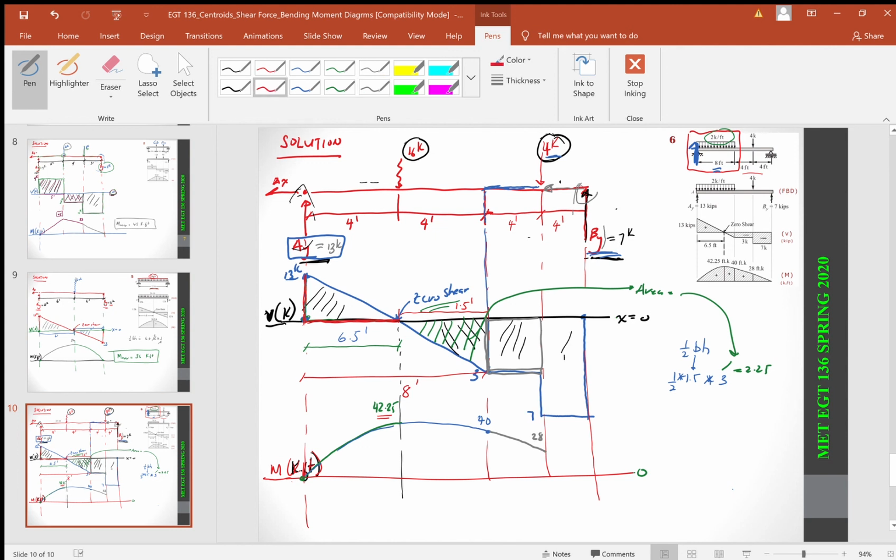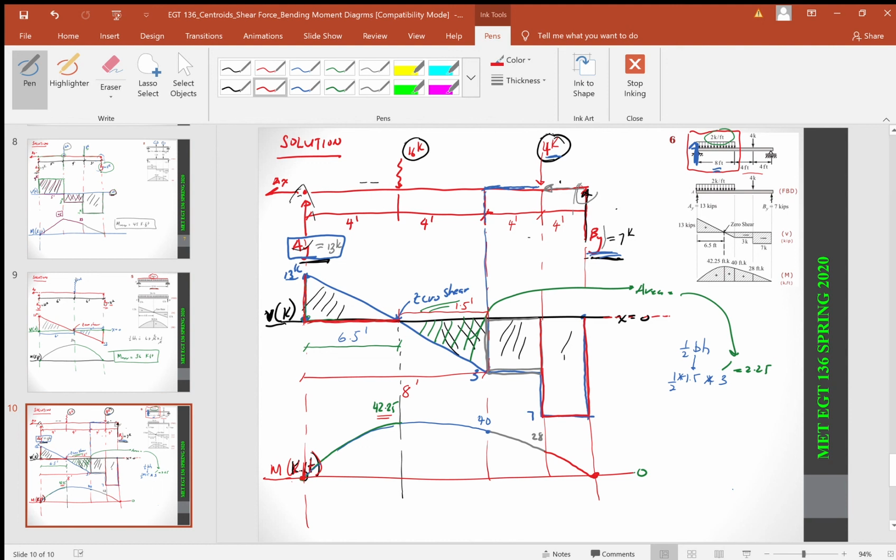Now we come to the next geometric shape. This is 7 by 4, which happens to be 28. Again, it's below the 0 line, so it has to come down. It comes back down to 0. So again, I started at 0 and I ended at 0.